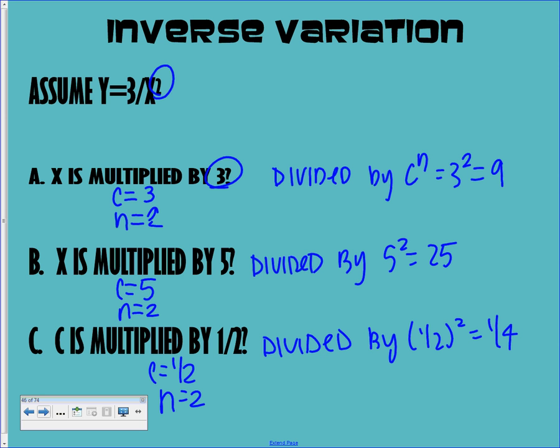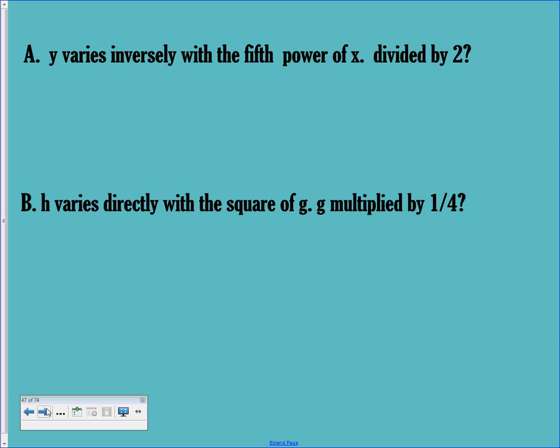Now please do notice that we haven't touched this coefficient in our equation at all. The 3 is there no matter what we do to the x, so I am not going to take that into account at all because it is there no matter what. So please, please always ignore the coefficient in your equation. You're never going to use it. Okay, let's try a few more examples.